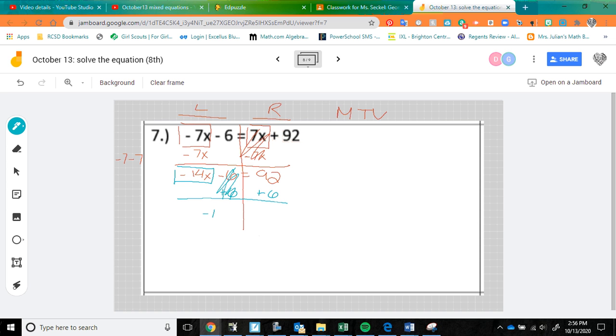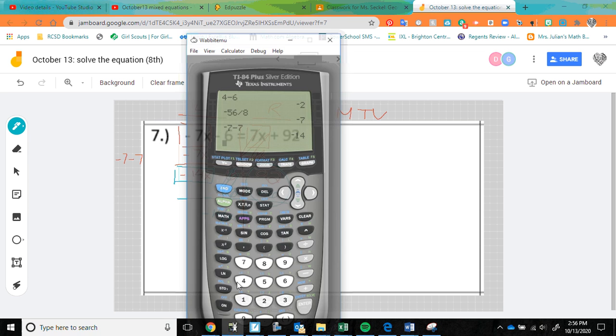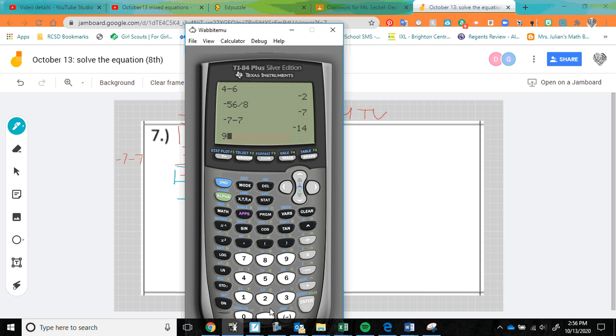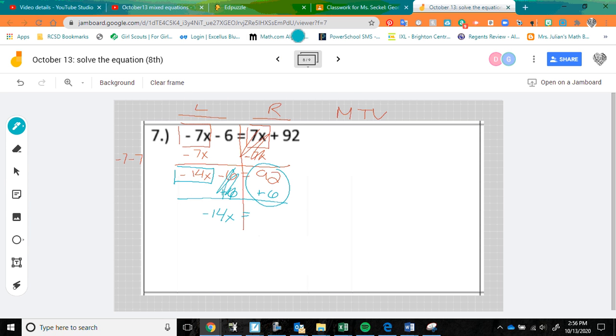And we're left with a -14x. And then we have 92 plus 6. We have to put that in our calculator or do it in our head. So we would do 92 plus 6. We get 98.